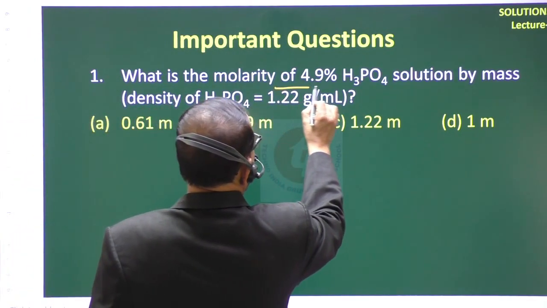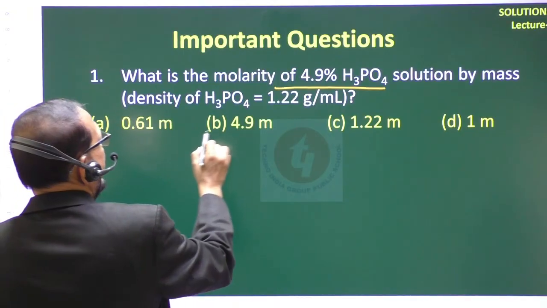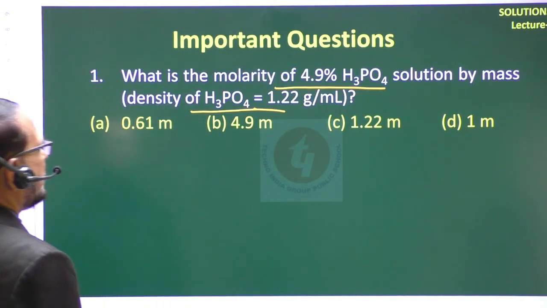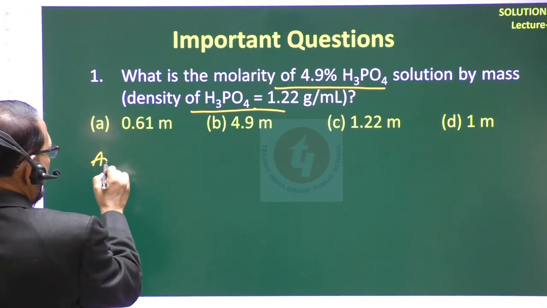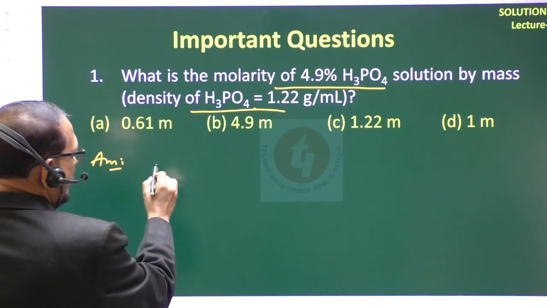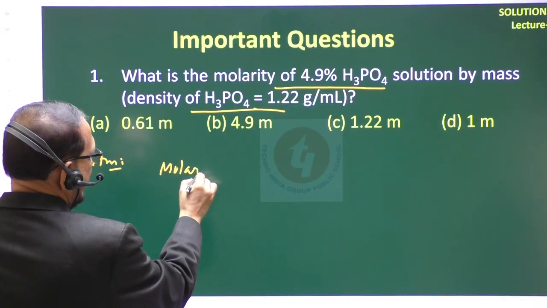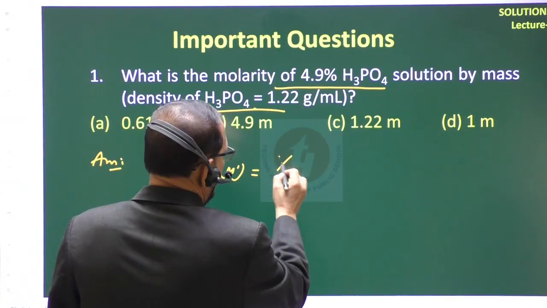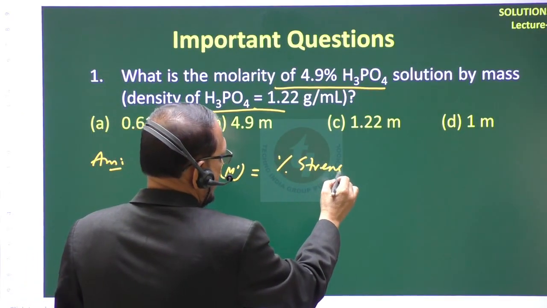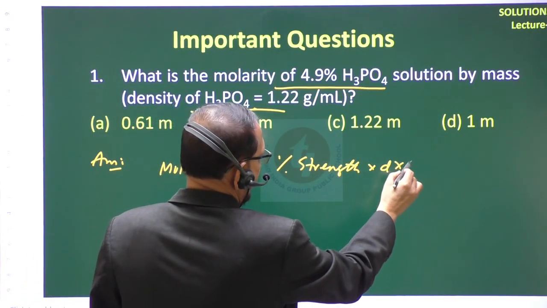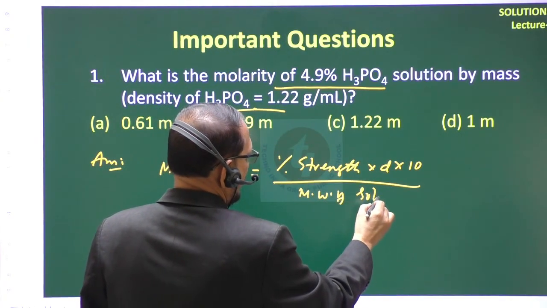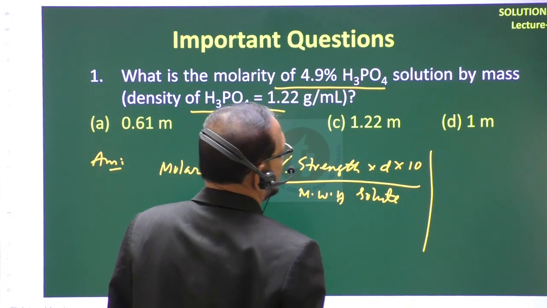We have to find the molarity. The percentage strength and the density are given. We know the relation: if the density and percentage strength are given, then molarity equals percentage strength into density into 10 by molecular weight of solute. We know the molecular weight of H2SO4.